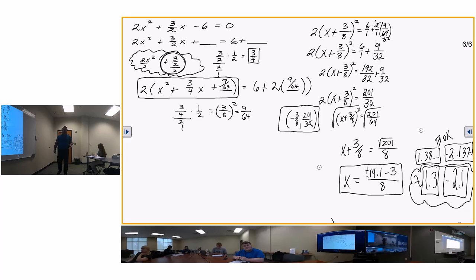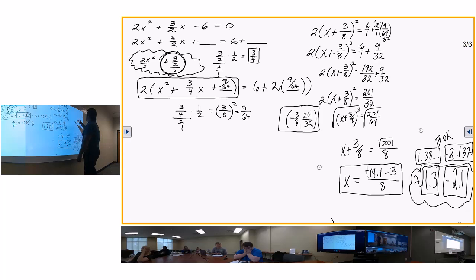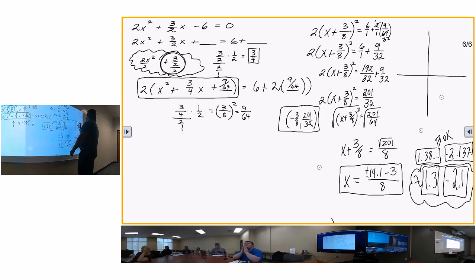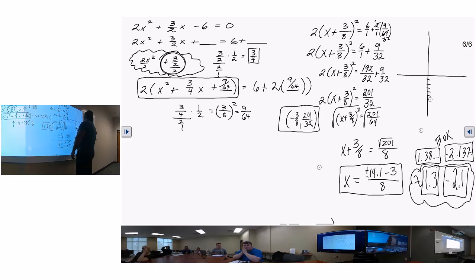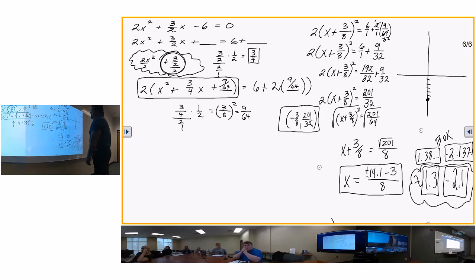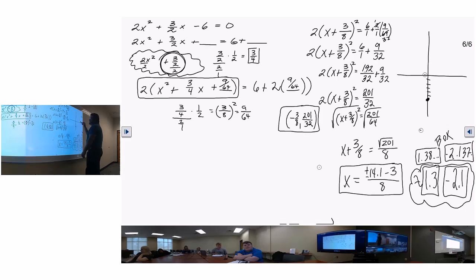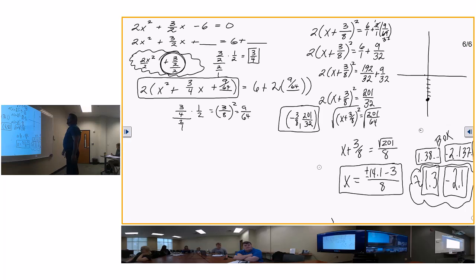You're sketching a graph because you want to see what the domain, what the range is, what the increasing and decreasing values are. Okay, so we're ready to plot this. Our y-intercept is -6. Our vertex is -3/8. Well, 3/9 would be 1/3. So that's 1/3. And then down 201 divided by 32.